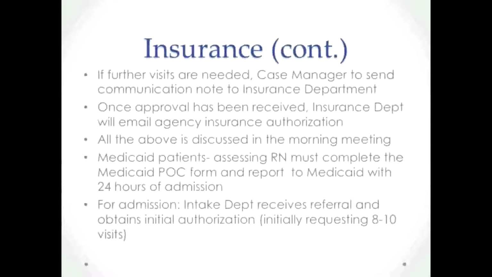Also, let me point out, if you admit a Medicaid patient, that Medicaid plan of care form has to go to Medicaid within 24 hours of admission in order for them to approve visits, because Medicaid will just give you authorization for the skilled nurse to go out and perform an assessment, and then you have to report back to them that nurse's assessment and what we're requesting. Then they go from that assessment whether or not they will approve visits or not.